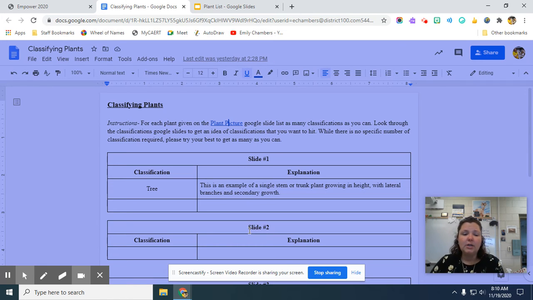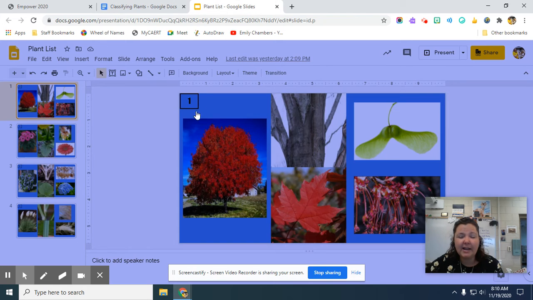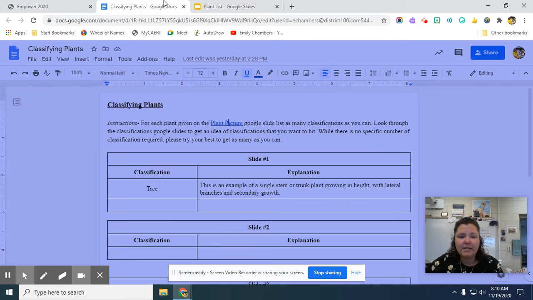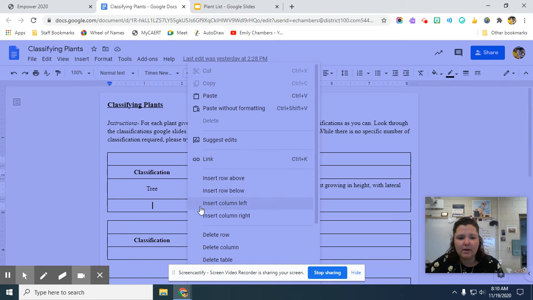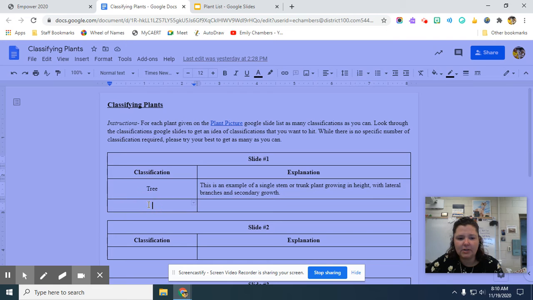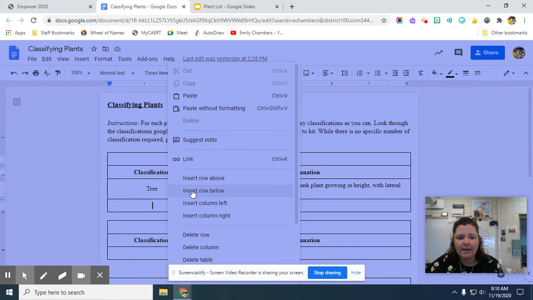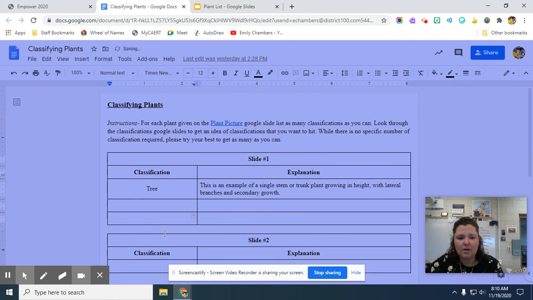So as you go through, you want to classify the slide pictures right here as many times as you can. Type the classification and then give an explanation as to why you know it's that classification. Obviously I didn't put as many rows as you're going to fill out. If you need to insert another row, right click and then hit insert a row below and it'll insert another row for you to type in.